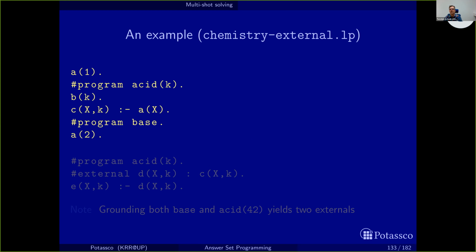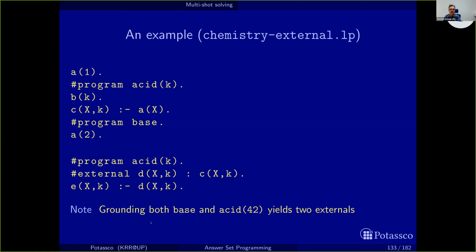So this is again our program that we had before. Now I add more rules: I say here there's an external definition and another rule that also belongs to the ACID program. Now if we throw everything together, we will get A of 1 and A of 2, and then we also get instances for this one. Once we have the C, we generate some external here. And then depending on whether this external is true or false, this rule here will be activated.